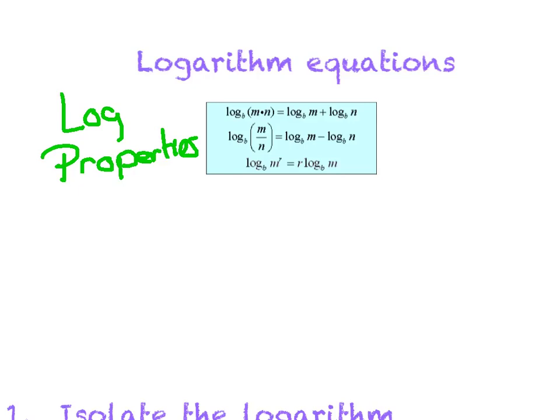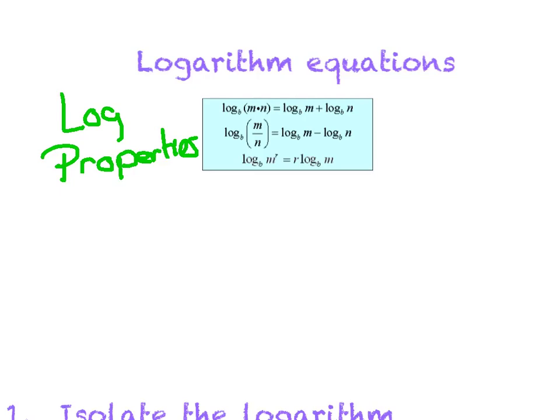Multiplication separates my logs into addition. Division separates my logs into subtraction. And there's that power rule that we've used quite a bit. When I take a log of something with a power, it can come down in front. So these log properties, like I said, are going to play a big part in solving these equations.